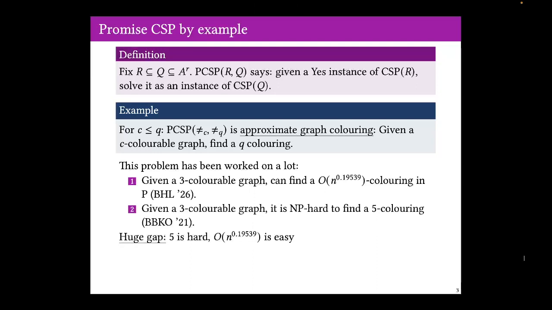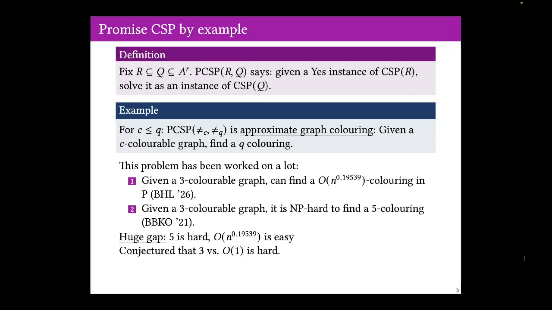If you think about it, the gap between these two results is really large. We know that 5 is hard, but O of n to the 0.19539 is easy. But for example, we know nothing about 6 or 7 or even log n. At least not unconditionally, that is. It is, however, conjectured that 3 versus O of 1 coloring is NP hard.